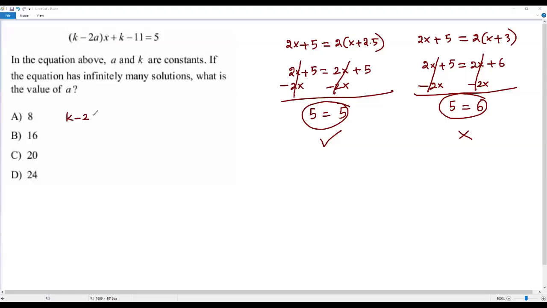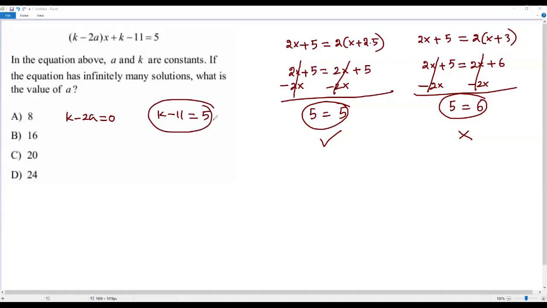So k − 2a = 0. When this k − 2a is 0, 0 multiplied by x, this complete term will become 0. Then the resulting equation will be k − 11 = 5. Will this one be a true statement or a false statement? Definitely this one will be a true statement, because our equation has infinitely many solutions. So the resulting equation must be true. That is, it must be a true statement.